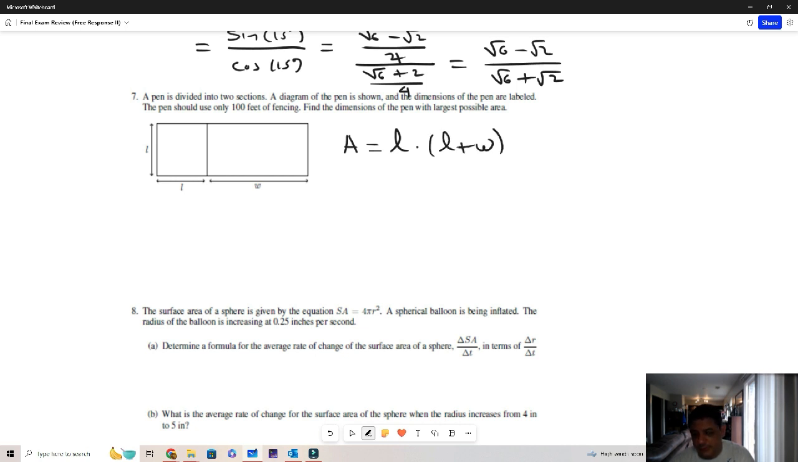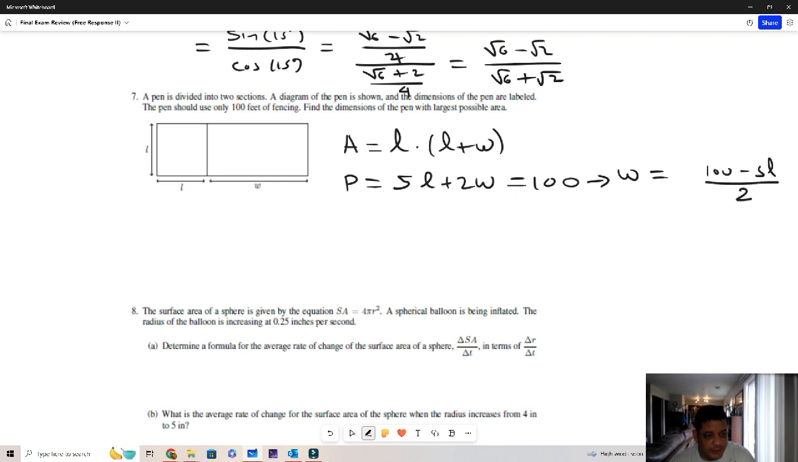So that's the initial pen construction. Now, the perimeter is supposed to be L, L, L, so it's going to be 3L. But we also have 4 and 5, so it's going to be 5L plus 2 times W. Now that should equal 100, because we want to use all that for the perimeter. And so if I put everything in terms of W, this is going to give me 100 minus 5L divided by 2.